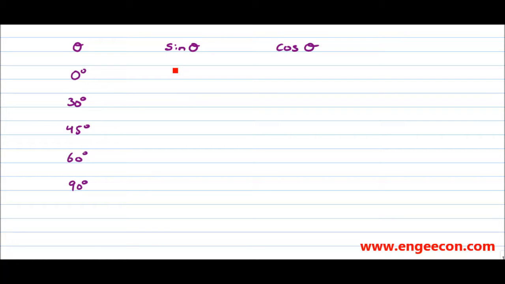So sine 0 is equal to 0. Sine 30 is equal to 0.5. And sine 45 is equal to 0.7. And sine 60 is equal to 0.9. And sine 90 is equal to 1.